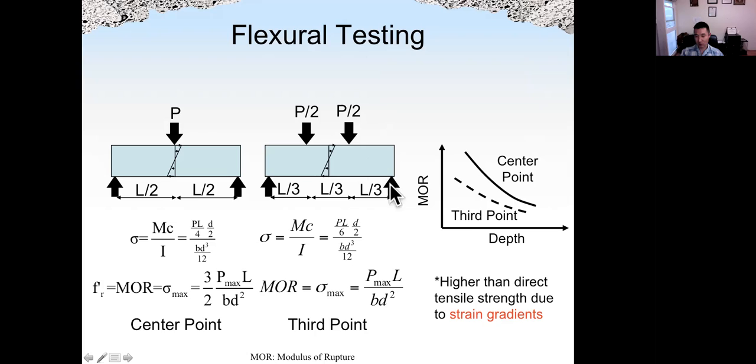and because the strain gradient means the strain level and the stress level are different depending on the location, the point of interest. Okay, so the modulus of rupture will be higher than direct tensile stress due to the strain gradient. Okay, that is because the concrete is not a pure elastic material. It is a viscoelastic material, and that will somehow overestimate the tensile stress.